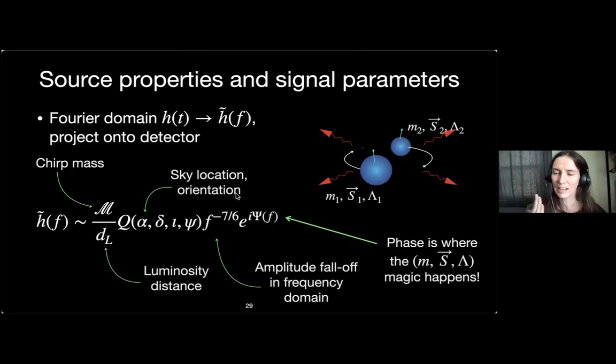Although the amplitude in the time domain is increasing, there are more cycles per frequency at earlier times. So the amplitude is largest in the frequency domain at lower frequency. And then there's a phase evolution, which is really where all the orbital dynamics, the masses, the spin, and the tidal parameters are going to influence this pattern.